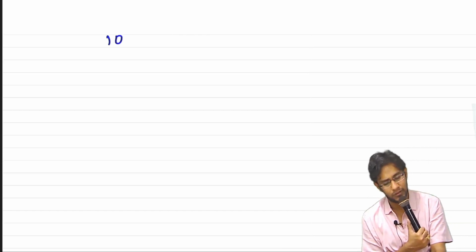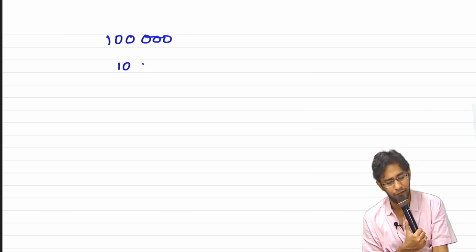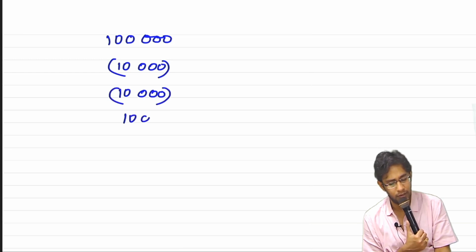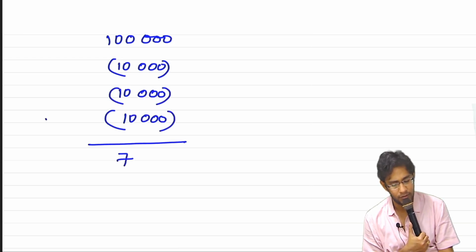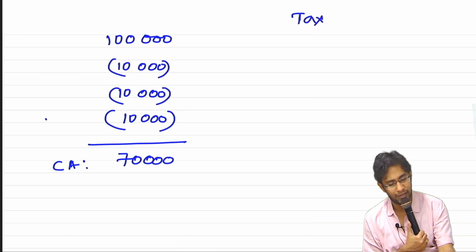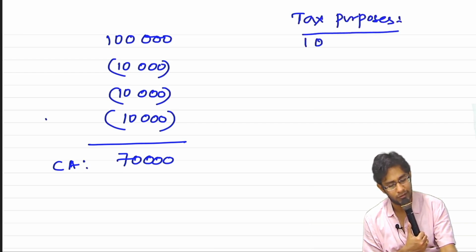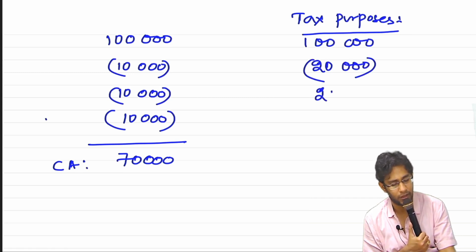I have a machinery which I purchased for 1 lakh rupees. Every year I am charging depreciation of 10,000. Like that, 3 years are over. Current year ending, my carrying amount is 70,000. For tax purposes, the starting amount is also 1 lakh only, but under the Income Tax Act they are giving me 20,000 depreciation per annum. For income tax, the straight line method is not there.